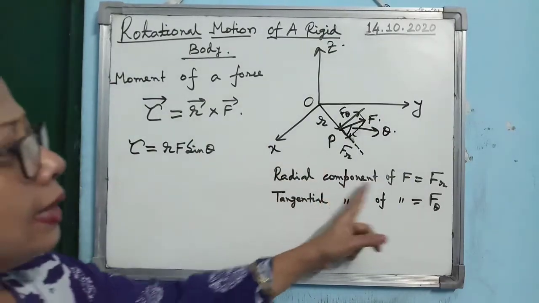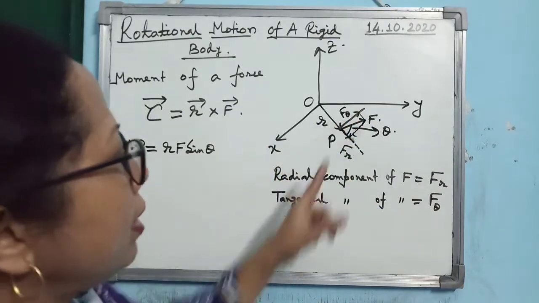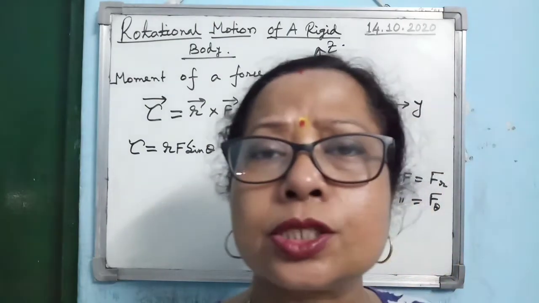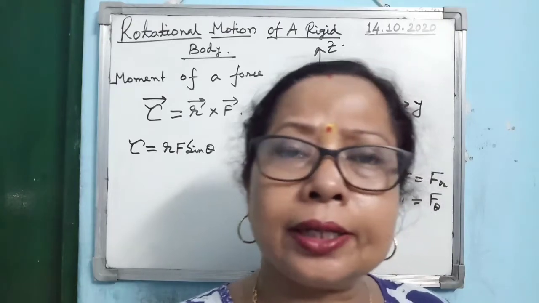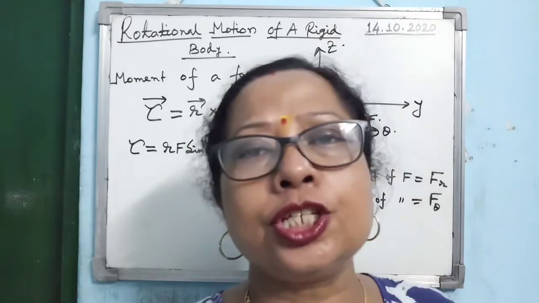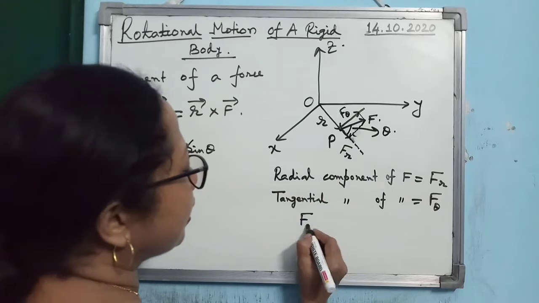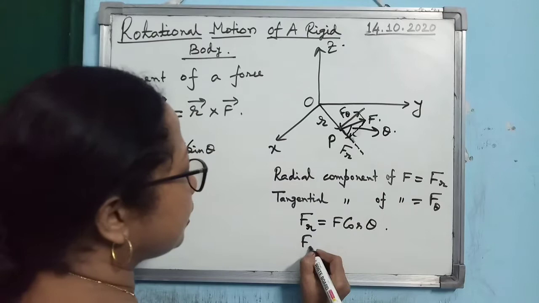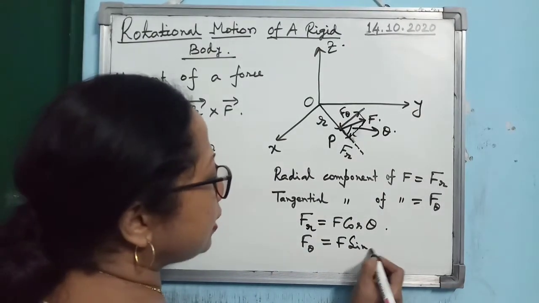So if this component is termed the radial component, then one can term this one the tangential component. Sometimes we use the term transverse component also. The component perpendicular to the position vector is known as the transverse or tangential component of force. Looking at the diagram, as this angle is theta, Fr is F cos theta and F theta, the transverse or tangential component, is F sin theta.